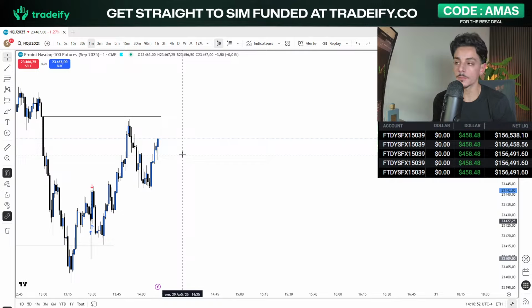Which trade copier are you using? I'm using the Tradeify free built-in trade copier.